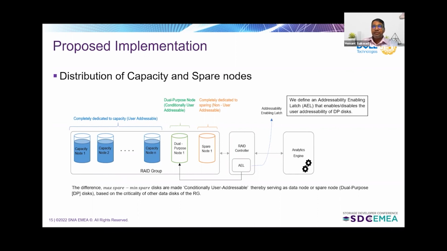Here we have considered the threshold as 0.50. This means that if a disk has a probability of failure greater than 0.50, then we consider protecting its data by sparing. If the probability is less, then that disk would continue serving in the near future and does not need backing. We also define the addressability enabling latch, which helps us enable or disable the user addressability of the dual purpose drives.